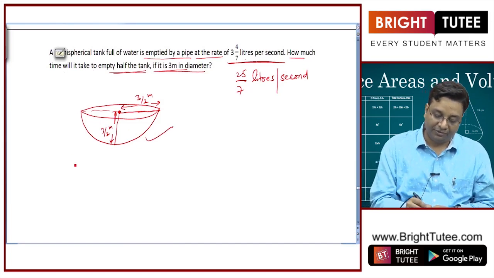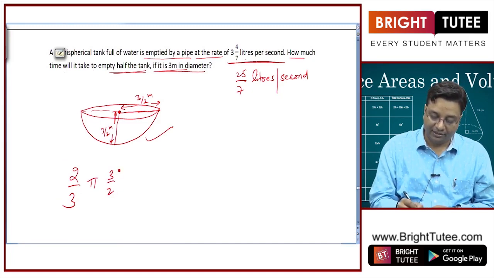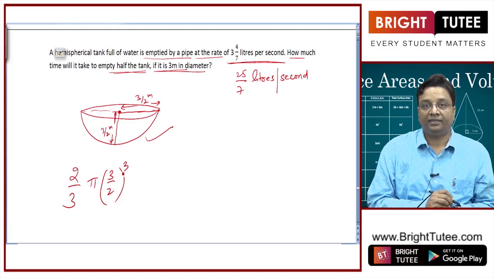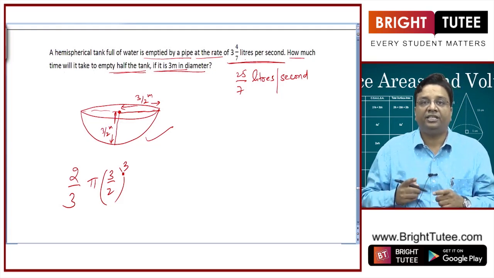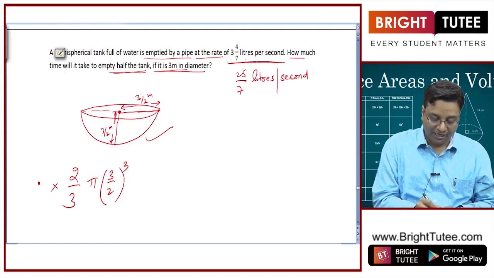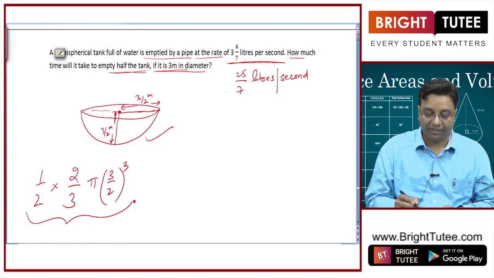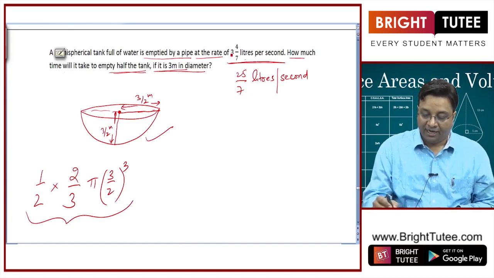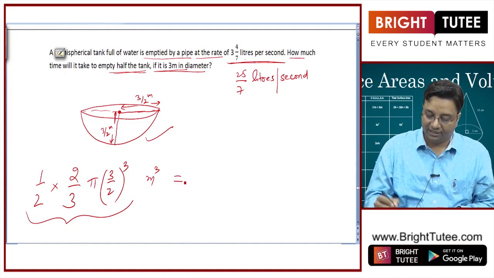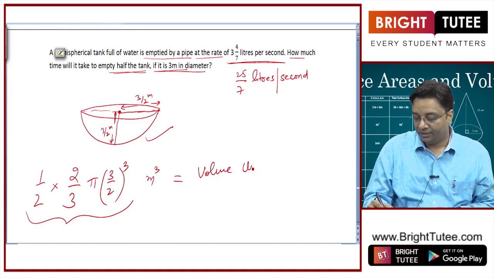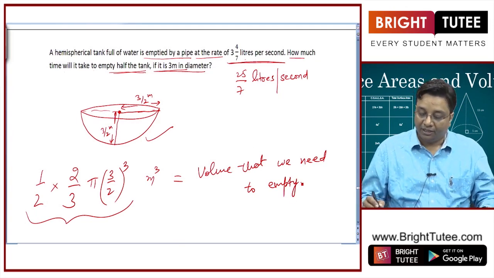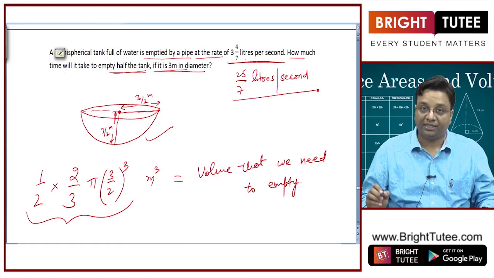So what is the volume of this hemispherical tank? 2 by 3 pi radius cubed, right? This is the volume of this hemispherical tank, and we need to empty half of it, so multiply it by half. So this is the volume that we need to empty, okay? And this volume is in meter cubed. So this is the volume that we need to empty, okay?